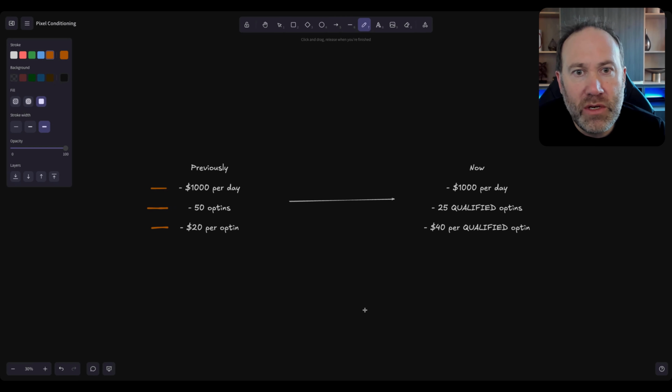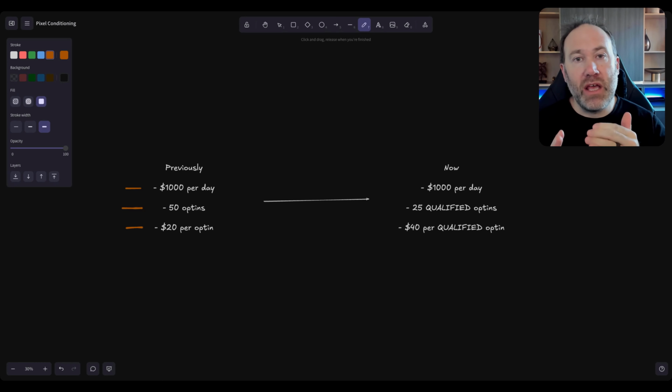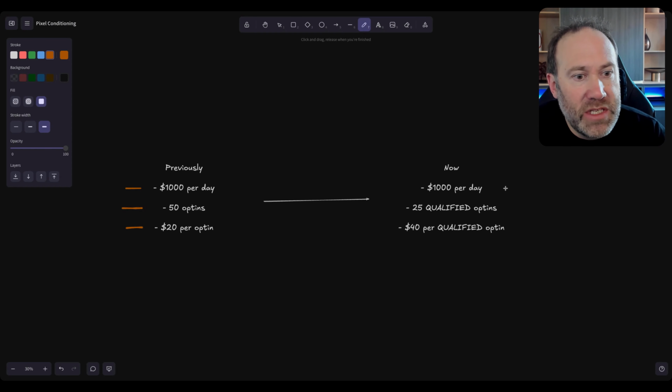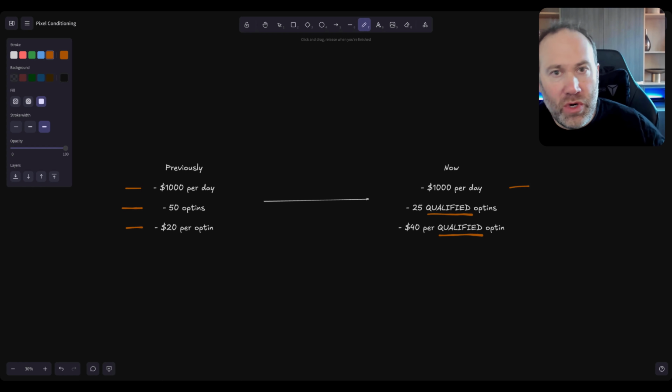Now, when you do this filtering strategy, you're going to see those numbers change. Because remember, you're not sending back the unqualified data. They're not going to hit your results column. So you're still going to be spending that $1,000 a day, and you might then only be getting 25 instead of the 50. But those 25 leads are going to be qualified, not unqualified. And so then you're going to see it's going to be a cost of $40 instead of $20, but it's costing you $40 per qualified opt-in rather than $20 for all your opt-ins.